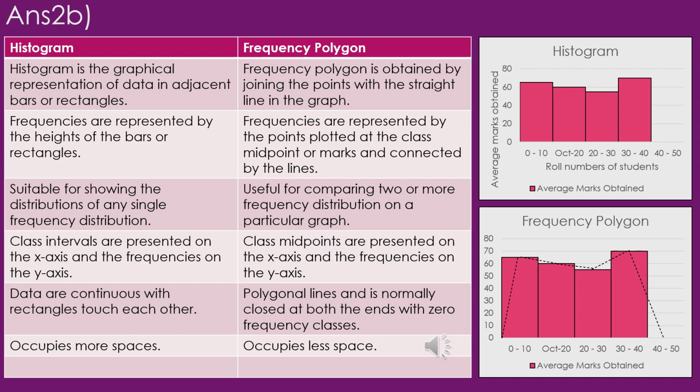So again, the two diagrams are presented on the right hand side, the histogram and the frequency polygon. In the frequency polygon, we see the dotted line. This is the frequency polygon, which is the straight lines joined together and connected. This is the frequency polygon line, which is obtained from the histogram.